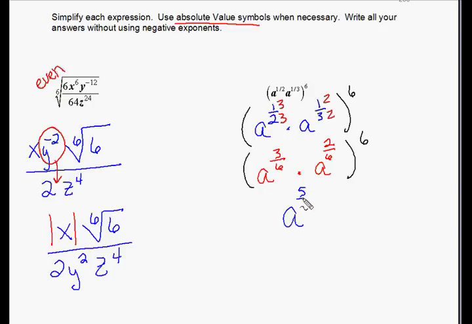By adding exponents, we get a to the 5/6. And this is being raised to the 6th power. So a power to a power, we can multiply exponents, in which case we'd be reducing. We'll have a to the 5th power. Now again, we don't have to worry about absolute value bars because none of our indexes were even.